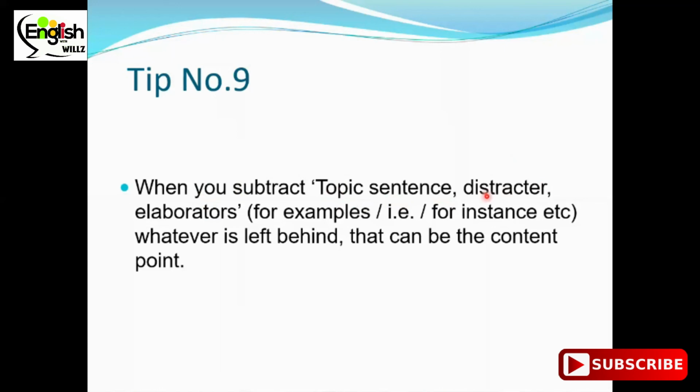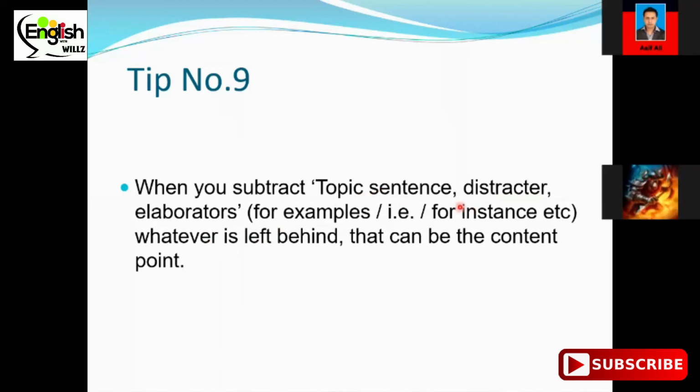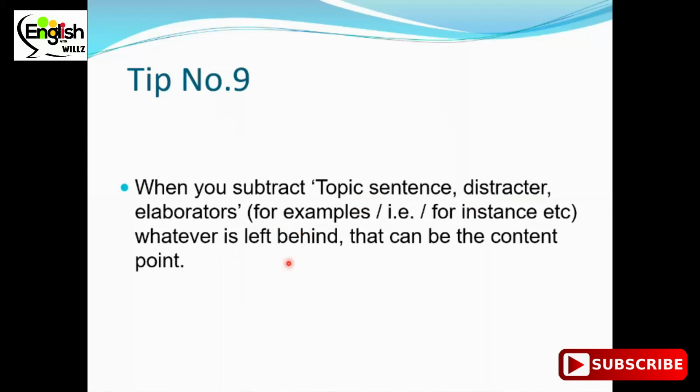You can understand this is a distractor, extra information about something which is irrelevant, that is trying to distract you. And if you are able to identify this is the distractor, this is the topic sentence, and these are the elaborators, if you are able to find out these 3 things, then whatever is left behind in that paragraph must be your content points. So this is another way to find the content points: find the topic sentence, distractors and elaborators, and whatever is left behind is your content points.